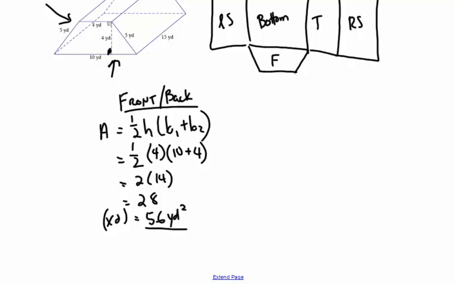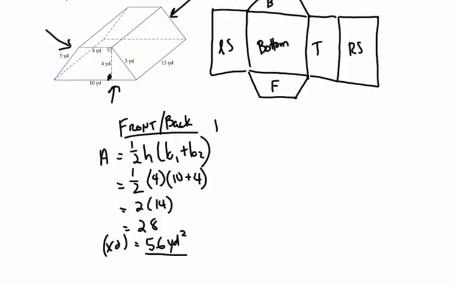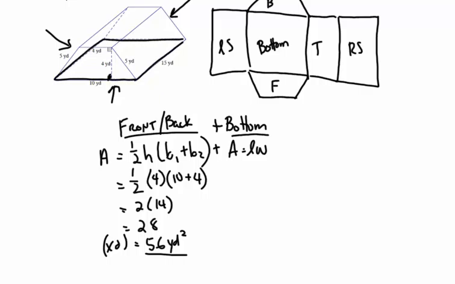The bottom of the trapezoid is a rectangle, which is length times width. It's 15 by 10, right there. So sometimes the confusing part can be trying to find which sides to use. And we'll do some more of these, obviously, until you're comfortable.